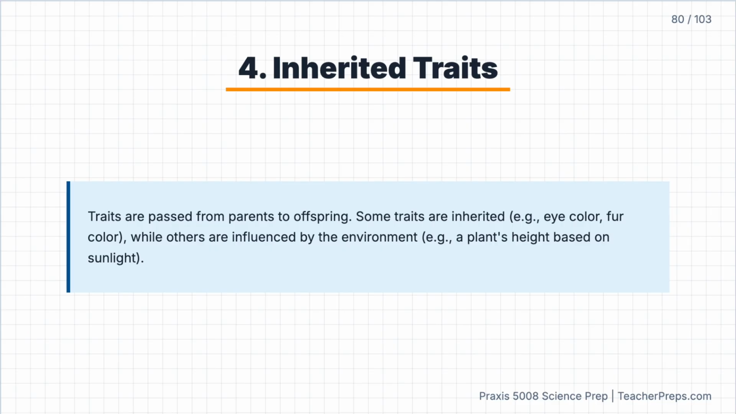Inherited traits is our topic on the screen right now. Organisms inherit traits from their parents through genes. That's why children resemble their parents. However, the environment can also influence how these traits are expressed.